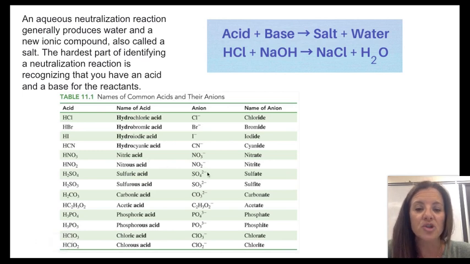When I look at the charge on sulfate, it's a -2, so I put 2 hydrogens onto the front, H2SO4, and it becomes sulfuric acid. Notice it ends in ic. If I take a look at carbonate, I look at the charge on carbonate, it's -2. I add that many hydrogens onto the front, H2CO3, that becomes carbonic acid.